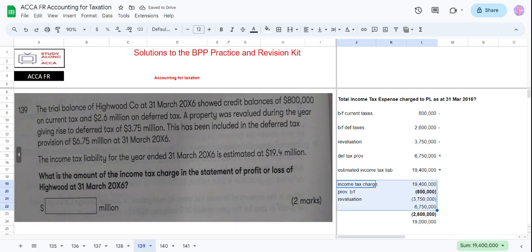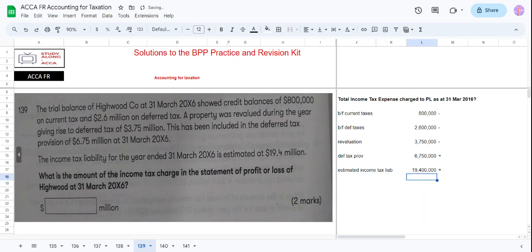Okay, so even if I delete all of this from here to make it simpler, we can see that this we will deduct, this we will deduct, this we will deduct, and these two we will add. So this plus this minus this minus this minus this. It will be simpler for you to remember that brought forward taxes will be a negative adjustment, and the current year estimate of the estimated income tax liability and the deferred tax provision should be a positive adjustment to arrive at the income tax expense. All right, so our answer should be 19 million.